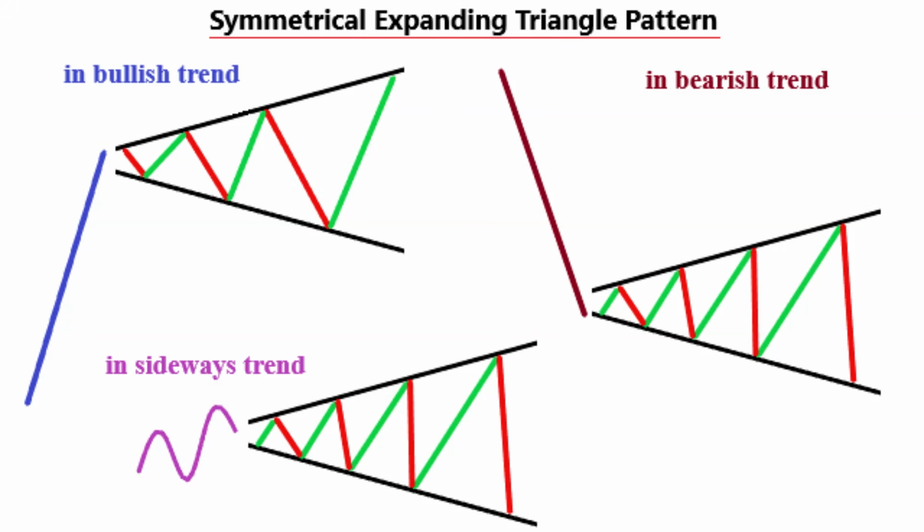The expanding triangle formation has two main types. The first main type is the symmetrical expanding triangle chart pattern. Both the upper and lower trend lines move away from each other. This pattern can appear during uptrends, downtrends, or even sideways markets.